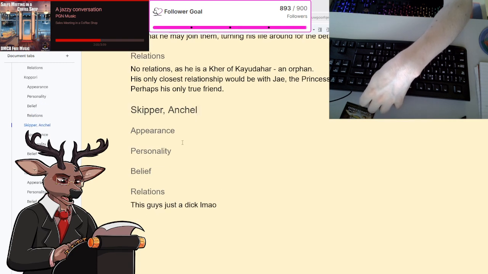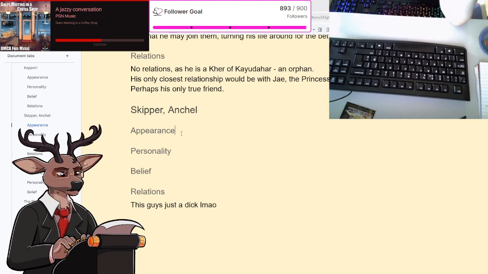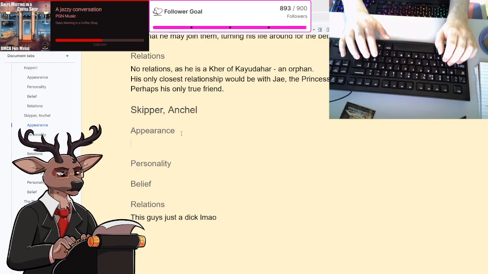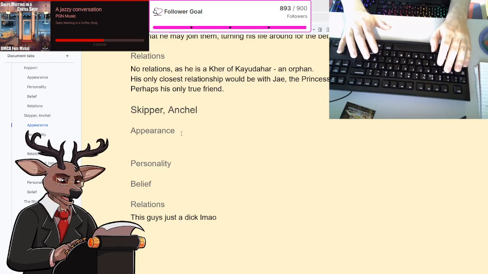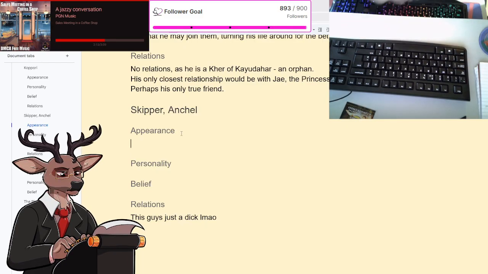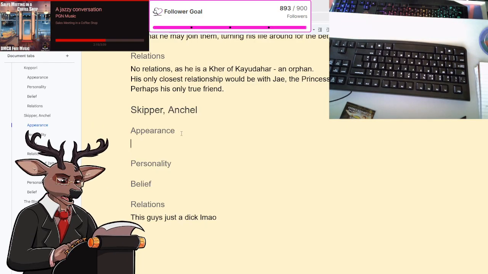Okay, I need to write Skipper now. Skipper is... Oh my god, do I even have a crystal picture of what Skipper looks like in my head? I have written it somewhere.